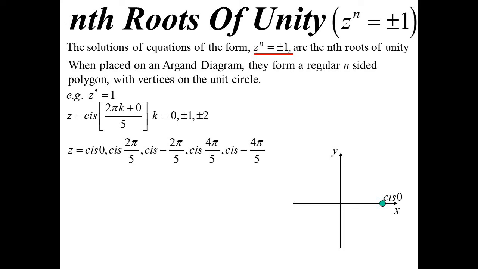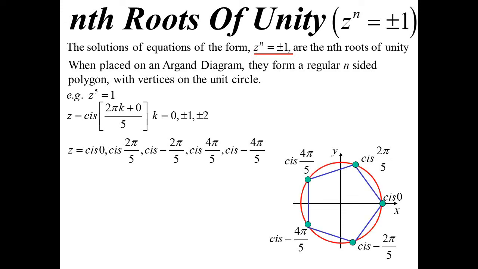But we know they're evenly spaced around the Argand diagram. So the next one would be 2 pi on 5. Its conjugate there, so minus 2 pi on 5. Next one, 4 pi on 5. Its conjugate, minus 4 pi on 5. And sure enough, if you were to draw that up, we get a pentagon. And that pentagon lies on the unit circle. So there's our 5 roots of unity.